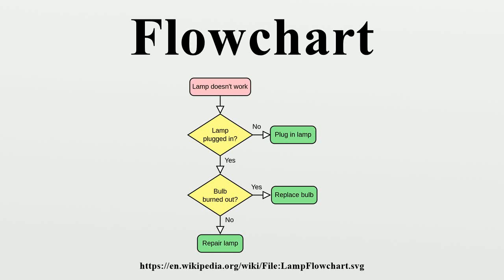A flowchart is a type of diagram that represents an algorithm, workflow or process, showing the steps as boxes of various kinds, and their order by connecting them with arrows. This diagrammatic representation illustrates a solution model to a given problem. Flowcharts are used in analyzing, designing, documenting or managing a process or program in various fields.